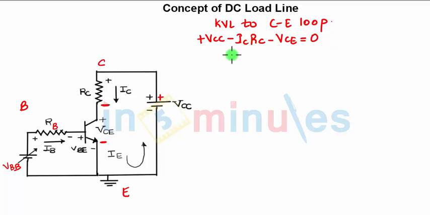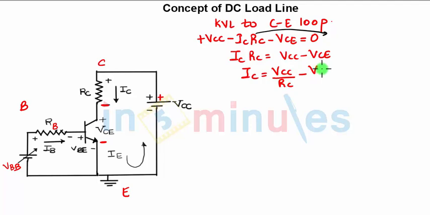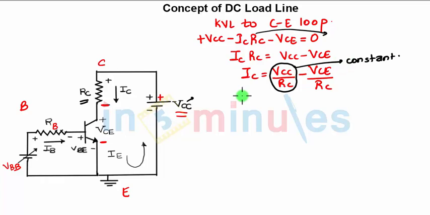If I rearrange the equation, taking IC RC to the other side, IC RC equals VCC minus VCE. So IC equals VCC upon RC minus VCE upon RC. Now VCC is the externally connected voltage, so it is a constant. This part I can call a constant because RC is an externally connected resistance whose value will not change. Again VCC is an externally connected voltage whose value we are not changing. So you can call it a constant. I can again rearrange it and write IC equals minus VCE upon RC plus VCC upon RC.